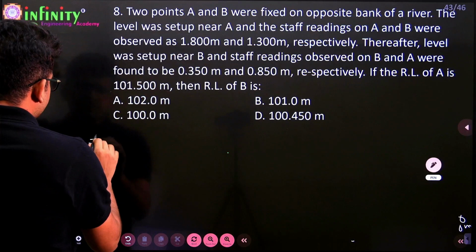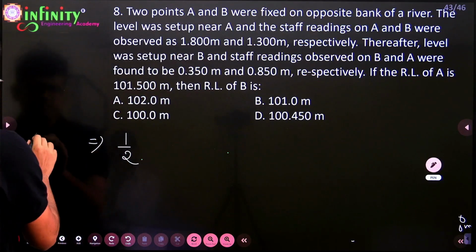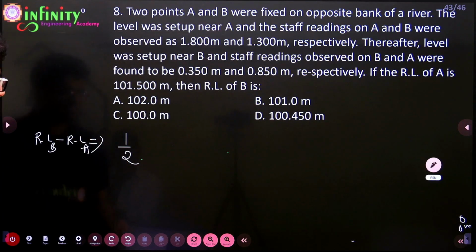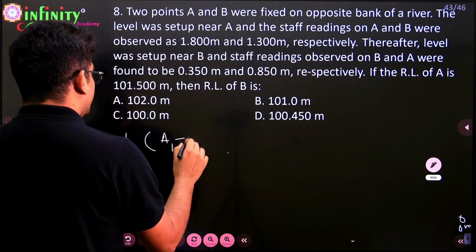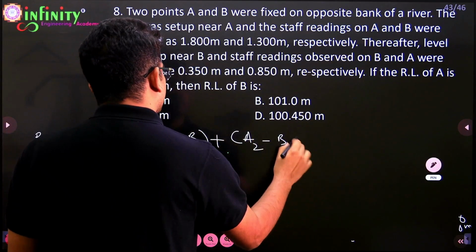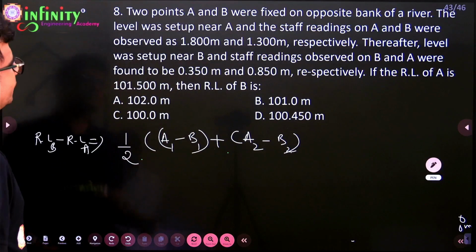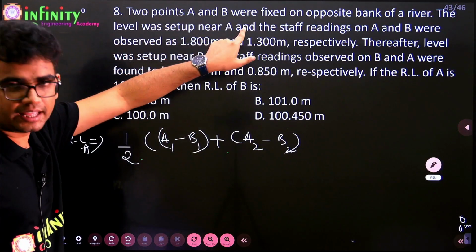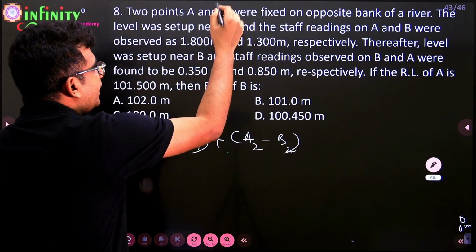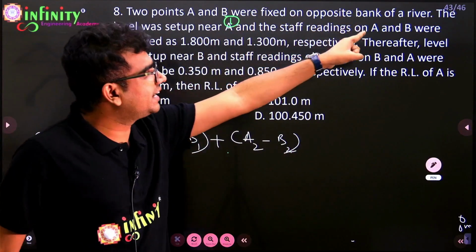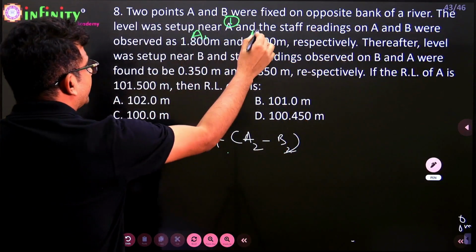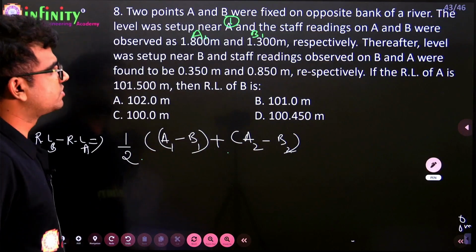So in case of reciprocal leveling, the formula to determine the difference between the elevations is RL of B minus RL of A equals half into (A1 minus B1) plus (A2 minus B2). So based on the data, the level was set up near A. When the level was set up near A, that is instrument position 1, from here they have taken readings on A and B, which are A1 and B1. So now you have A1 and B1 values.